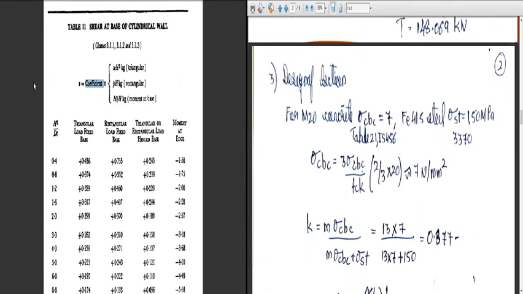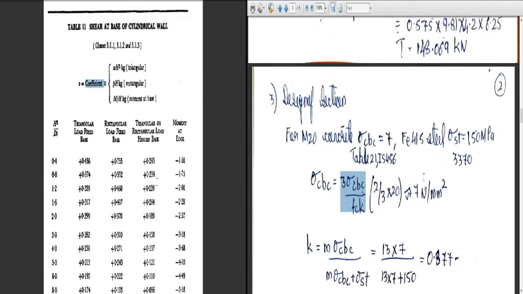So next we have to design the section. For M20 concrete, sigma CBC 7 and Fe415 steel, sigma ST 150 MPa. From table number 21 in IS 456 2000, you can calculate this. So sigma CBC is given by 2 by 3 into 20, which is working out to be 7 Newton per mm square.